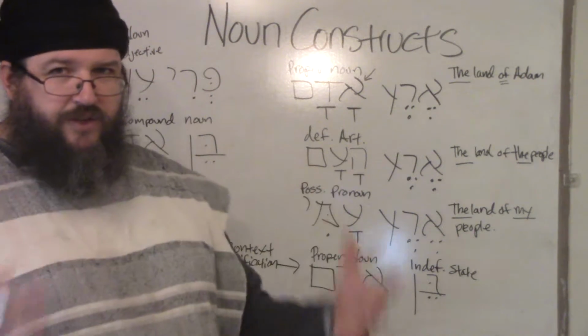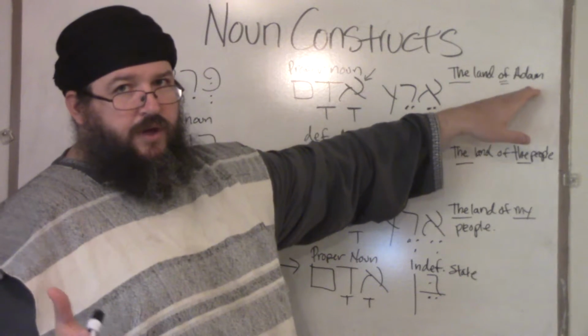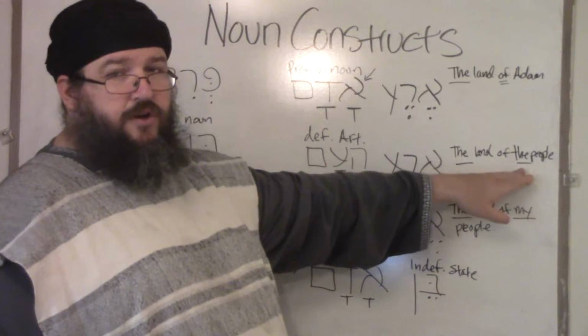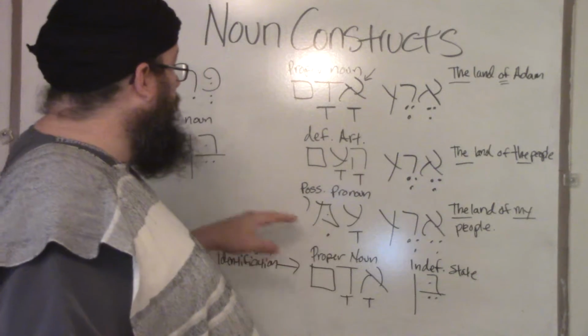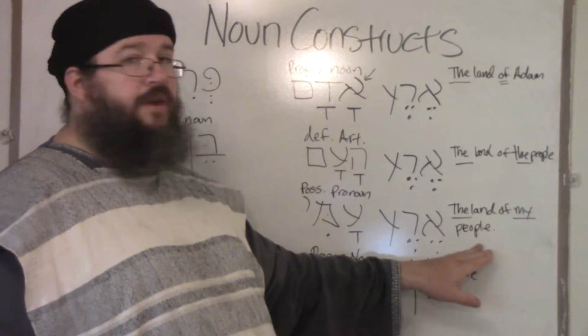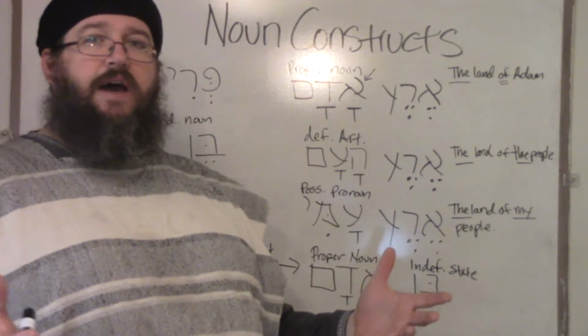So you can see the logic of it. Adam is definite by itself. That's why we don't have definite articles. Ha'am is the definite article with the noun, and ami is the possessive pronoun with the noun. So you can follow that, you can see the logic of how this is going to work.